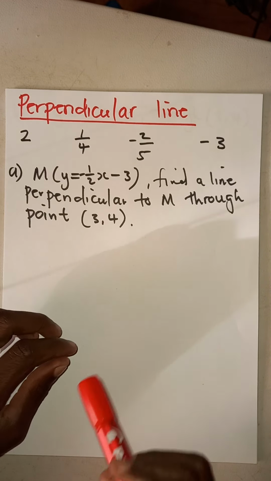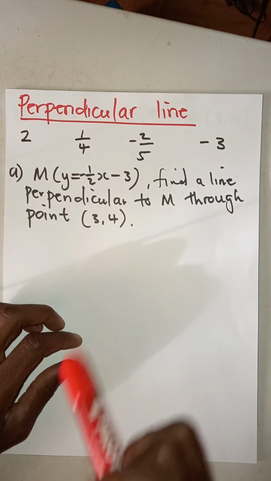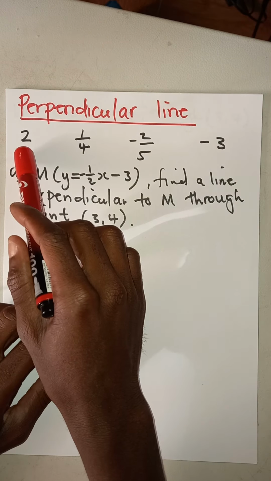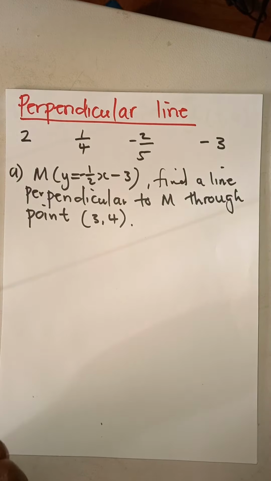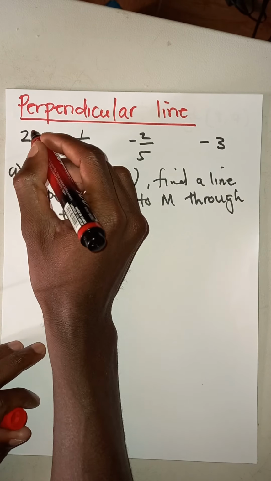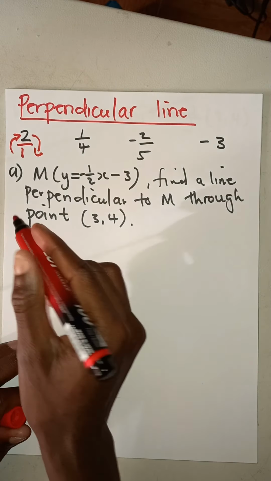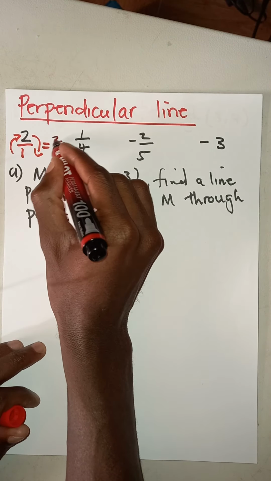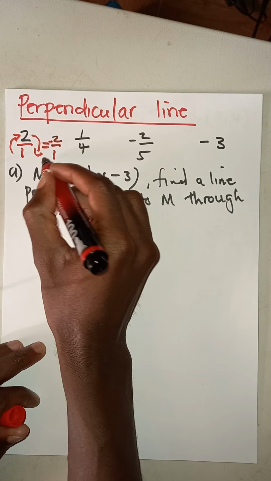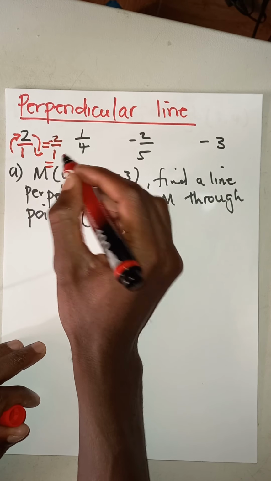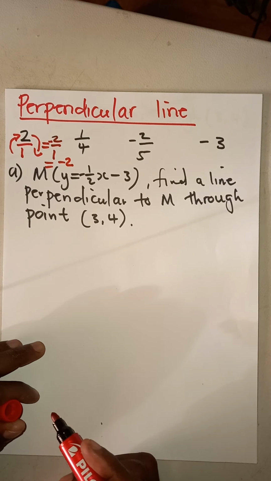So the basic thing that I want us to look at is, let's assume this were the gradient of a specific line. The gradient of a line that is perpendicular to this gradient is simple. What we do is we just put this over 1 and then we flip the number and we change the sign. So if we flip it, it will be 2 over 1. Now the sign was positive, so therefore we put negative, which means the gradient will be equal to negative 2, because negative 2 divided by 1 is just negative 2.